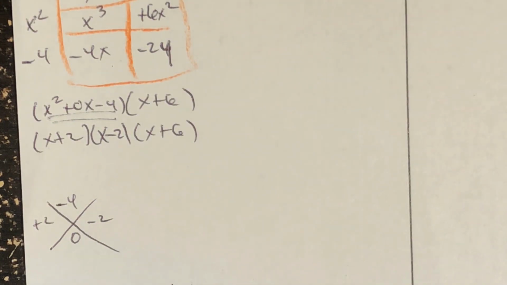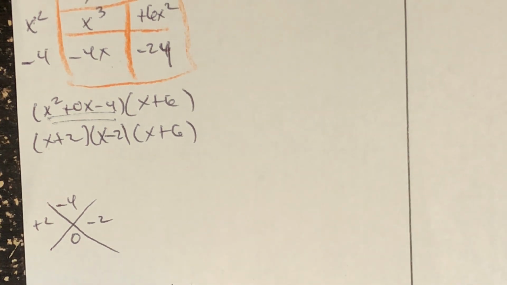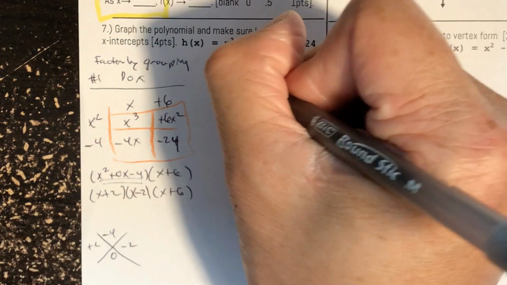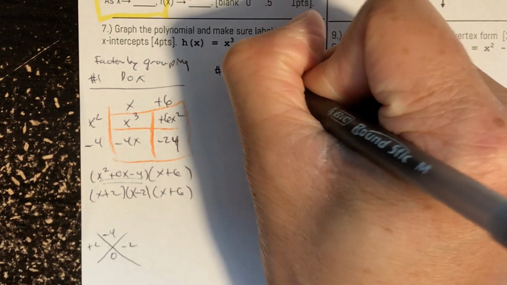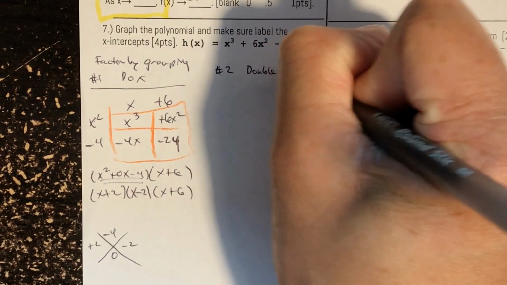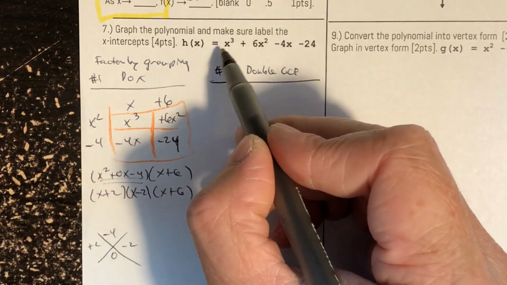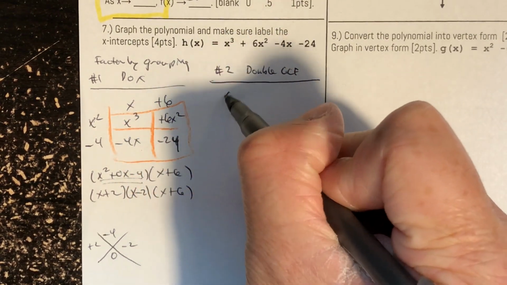So that's just taking the polynomial to factor, and the reason why we do that is so then you can graph it by multiplicity. Let me show the other method. Number 2, I call it, I don't know, double GCF. So if I take just the first two terms, let's just rewrite the problem.